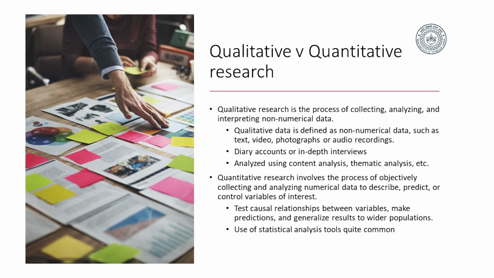Quantitative research involves objectively collecting and analyzing numerical data, and so there are numbers involved. So, you collect some numerical data to describe, predict or control variables of interest. So, you collect this numerical data, it may be from your own experiments, it may be from information that you get from research that other people have done. Okay. So, these sorts of numbers, this numerical data that you collect, that helps you test causal relationships between variables, whether one variable is related to another.